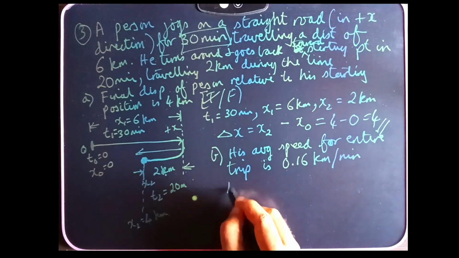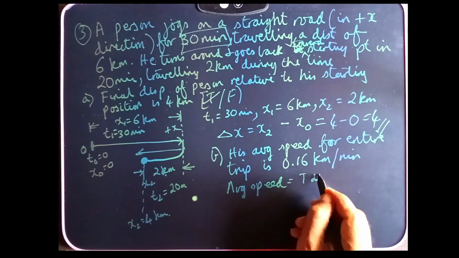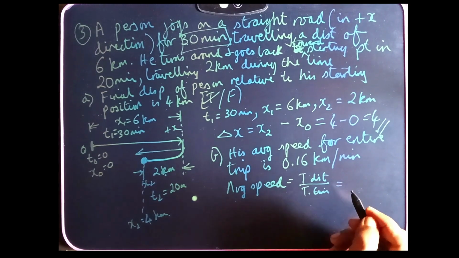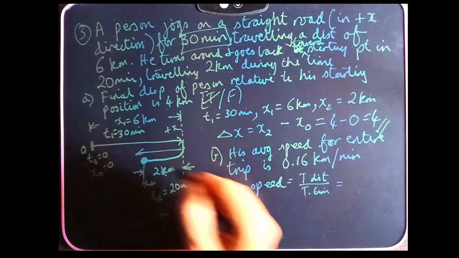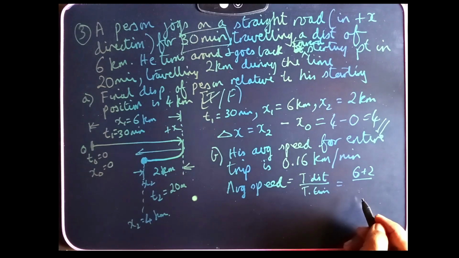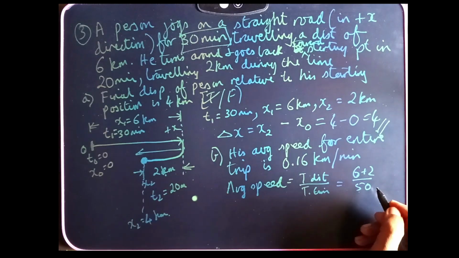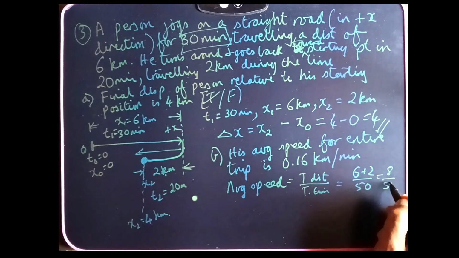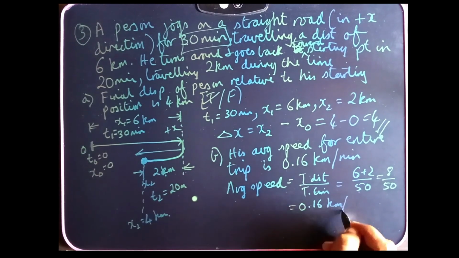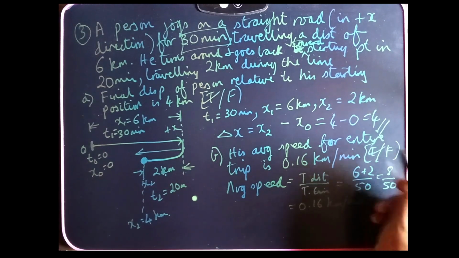So how do you find out the average speed? Average speed, this is simpler. Average speed is total distance by total time. How much is the total distance? 6 plus 2, which is 8. And how much is the total time? Total time is 30 plus 20, so 50 minutes, right? So you'll get 8 by 50. If you solve this, you'll get 0.16 kilometer per minute. So this is also true or false. It is asked. It is true.